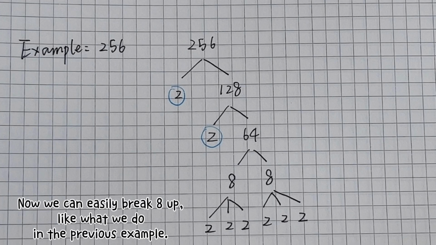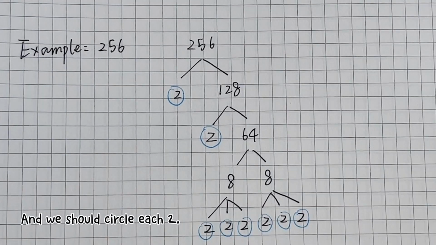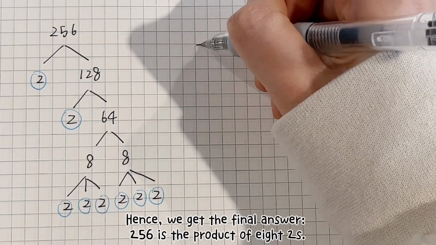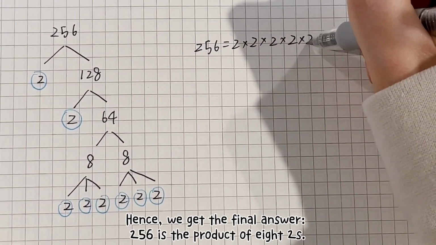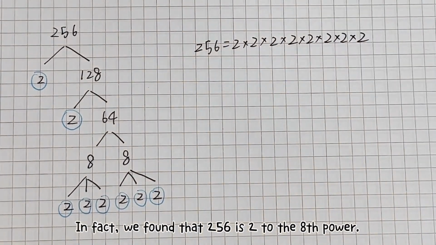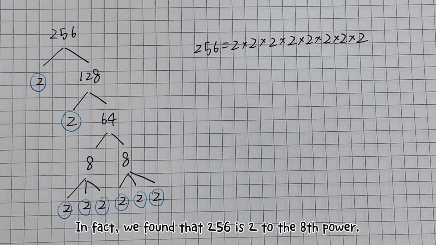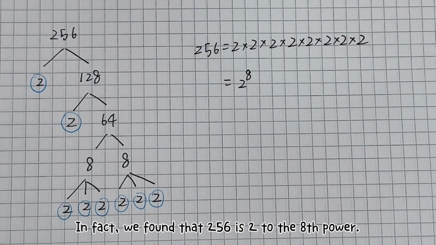This time, we can blurt out that 64 equals 8 times 8. Now, we can easily break 8 up, like what we did in the previous example. And we should circle each 2. Hence, we get the final answer. 256 is the product of eight 2s. In fact, we found that 256 is 2 to the 8th power.